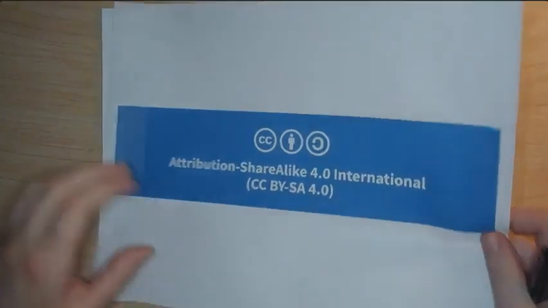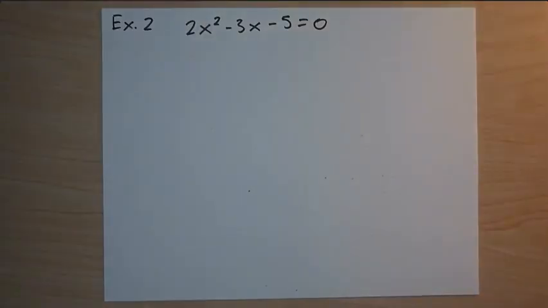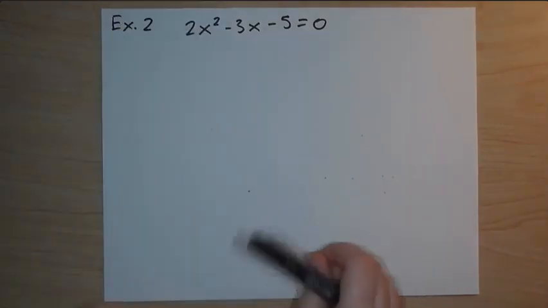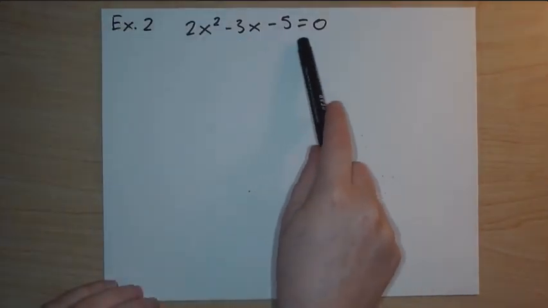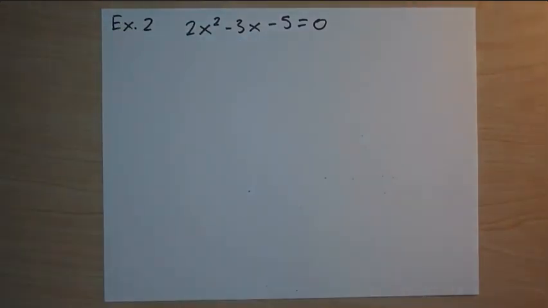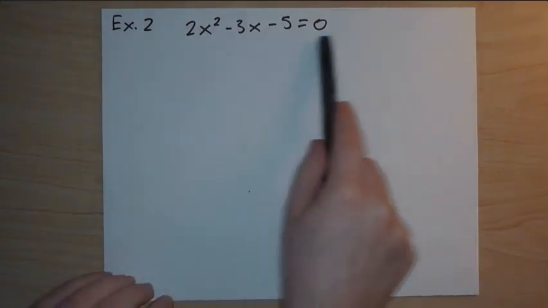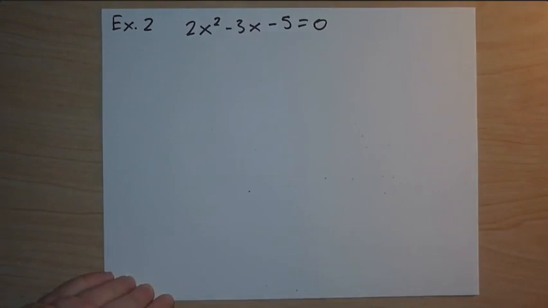This is Lab 18, Example 2. We have the quadratic equation 2x squared minus 3x minus 5 is equal to 0. We want to first use the discriminant to determine the type of solutions of this equation, and then we want to determine the solutions in simplest form.